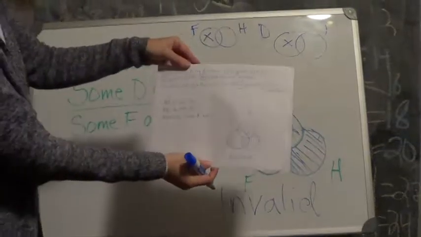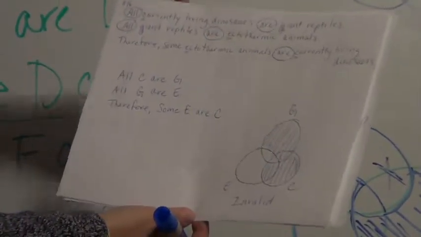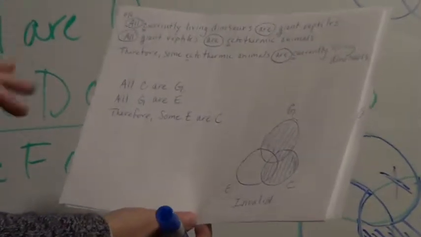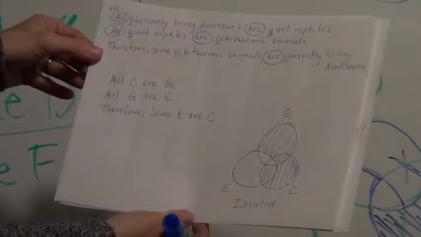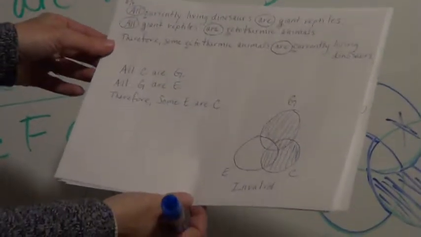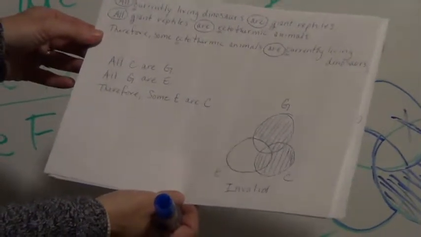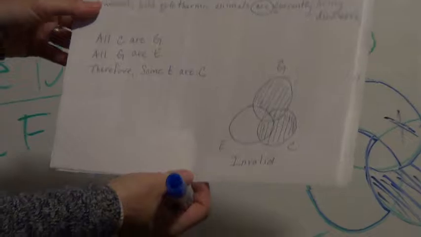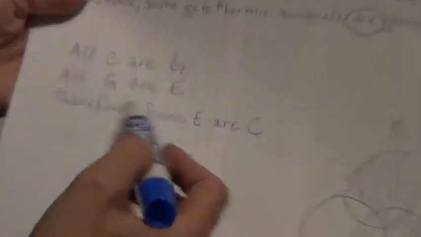So very quickly, I have another one in the book, number 16. These are all from 5.2. It says, all currently living dinosaurs are giant reptiles. All giant reptiles are ectothermic animals. Therefore, some ectothermic animals are currently living dinosaurs. So I have all C are G, all G are E, therefore some E are C.